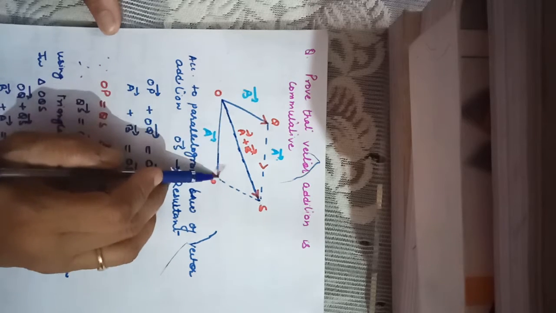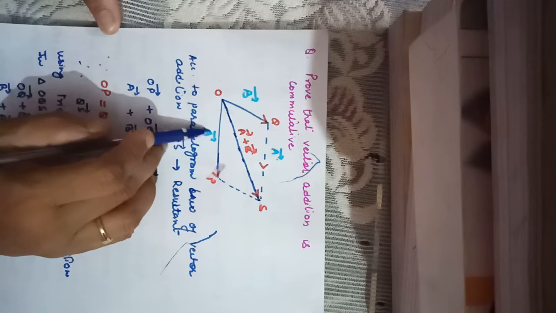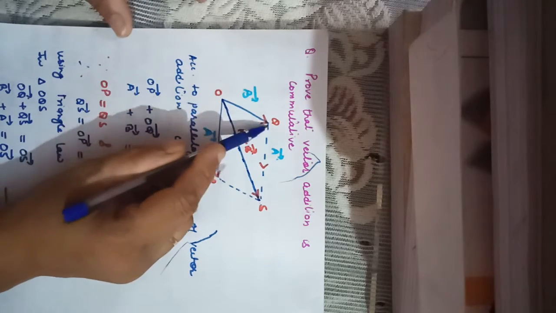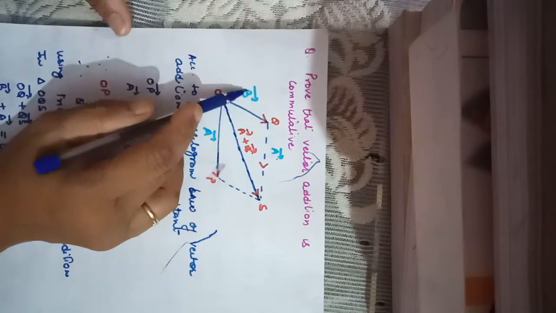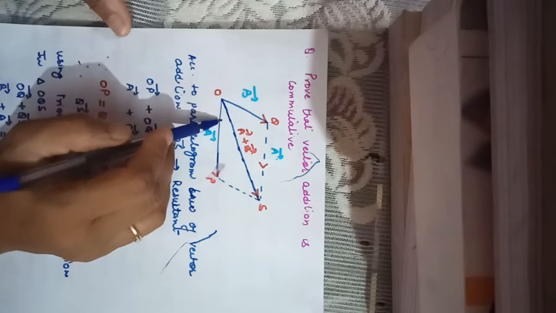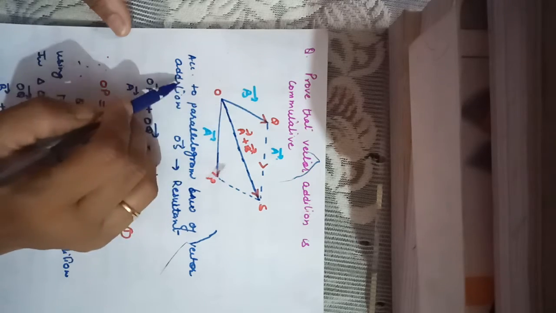So this is a vector OP. I have represented it as A vector. And this is OQ vector, that is B vector. These two represent the two adjacent sides of the parallelogram.